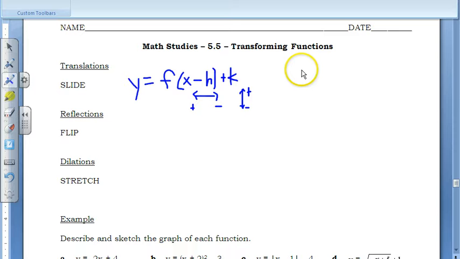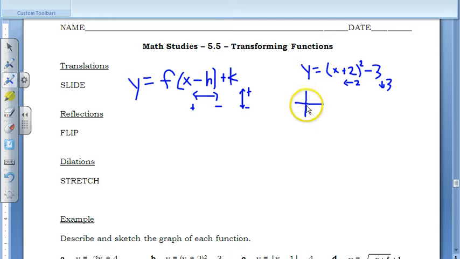So for example, I'm going to use a quadratic. How about (x + 2)² − 3 is going to make the graph move to the left 2 and down 3. Our standard x² is through the origin, the U shape through the origin, but instead it's going to be 2 units left, 3 units down, and then it's going to have that same U shape.